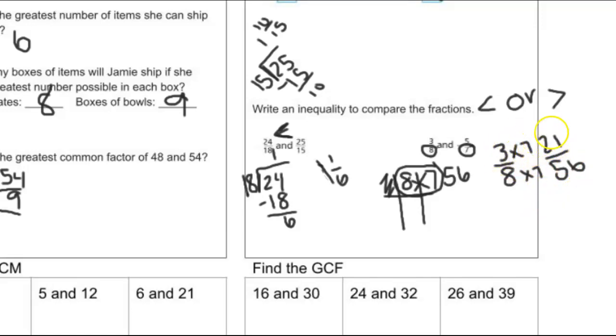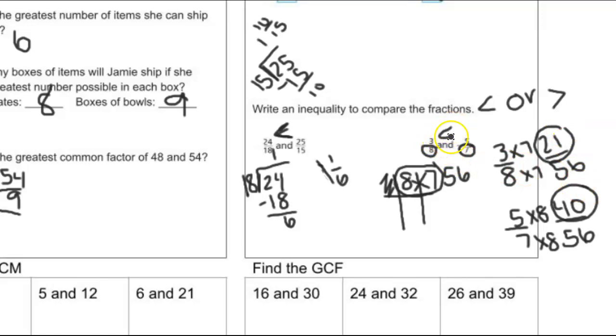3 times 7 is 21. The other fraction is 5/7. We have a 56 on the bottom because that's what we decided the common factor was. 7 times 8 is 56. 5 times 8 is 40. 21 is smaller than 40, so it is less than.